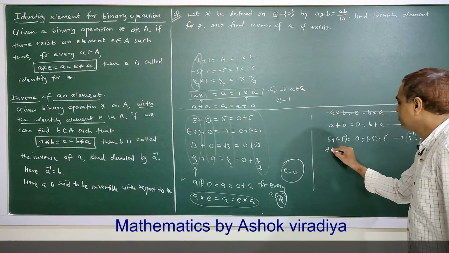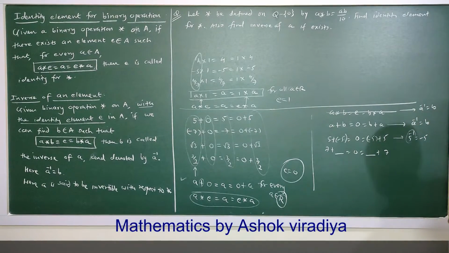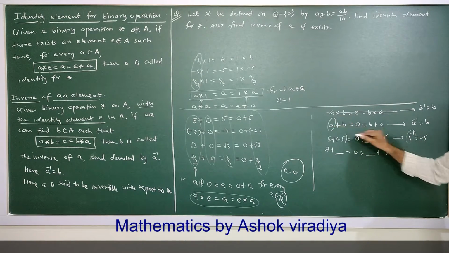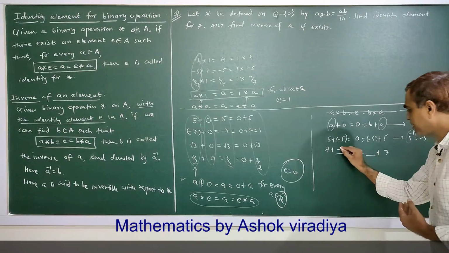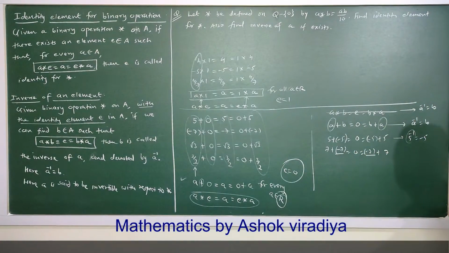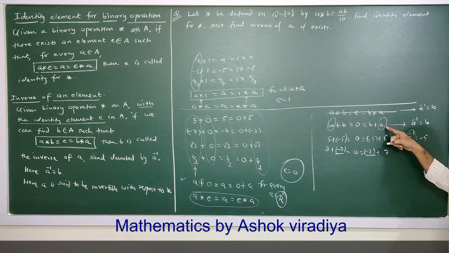7 plus something is 0, is something plus 7. Here A is 7. I am putting A is 7. Now what should B be? If we fill in the blank, then B is minus 7. So this is satisfied. A star B is 0, is B star A. So here the inverse of 7 is minus 7.